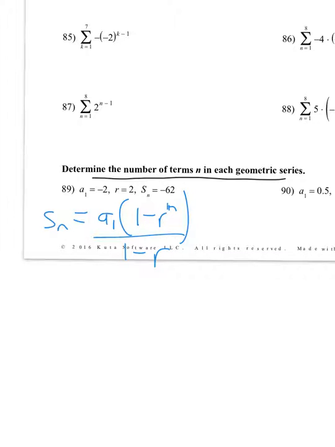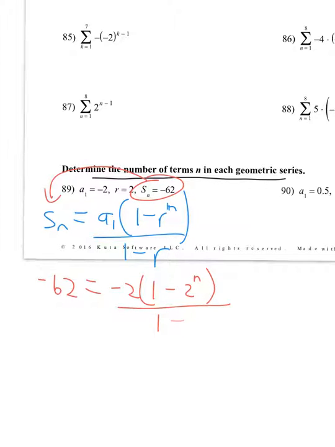If you notice, if I distributed my A1 there, I'd have our other formula that we've been using. But this is the one you're going to want to use when you have to work backwards, when I know the sum, or I know what Sn is, because you're going to put that over here. So I'm going to have negative 62 equals A1, which is negative 2, and then in parentheses I have 1 minus 2 to the n power all over 1 minus 2.